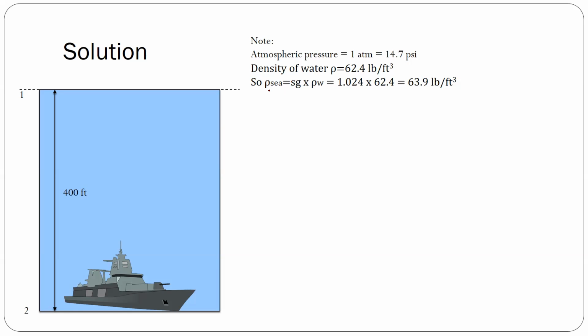And remember that density can be calculated by multiplying the specific gravity of the fluid by the density of your reference fluid, which is water. So from the problem, the specific gravity is 1.024, and the density of water is 62.4. It will give you the density of the seawater to be 63.9 pounds per cubic feet.